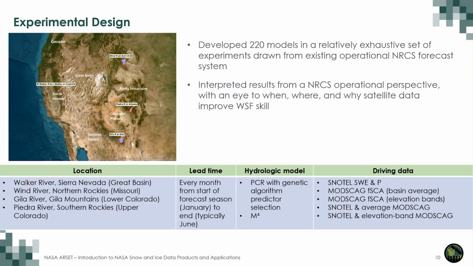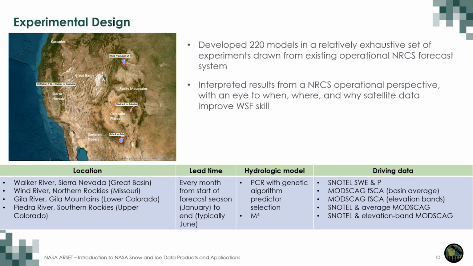So what did these experiments consist of? Four different locations, widely spaced across the Western US, with very different snow regimes, very different hydrologic regimes, quite different water management concerns. Lead times: we looked at issue forecast dates from January all the way through June. For the most part, it varies a little bit depending on where you are. For example, the Gila River in the pretty far south in New Mexico, different environment, different lead times and forecast intervals, or targets rather.